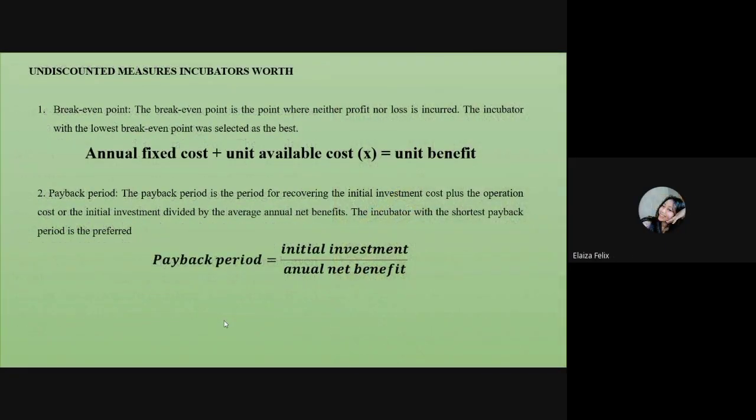Okay, undiscounted measures of incubators' worth. Number one, break-even point. The break-even point is the point where neither profit nor loss is incurred. The incubator with the lowest break-even was selected as the best. So here's the formula of break-even point. It is the annual fixed cost plus unit variable cost equals the unit benefit.